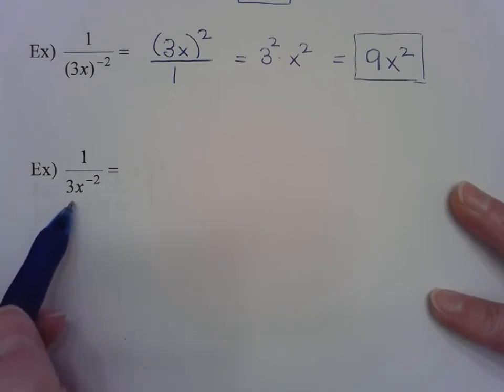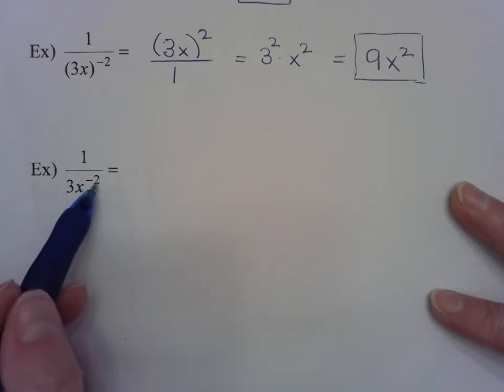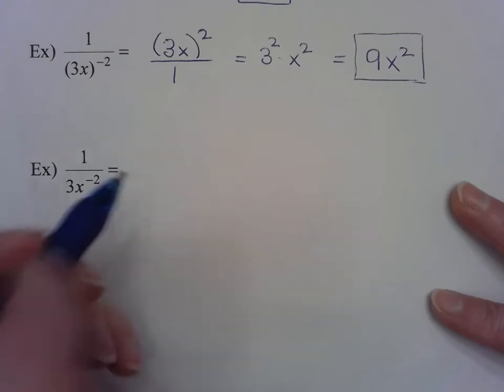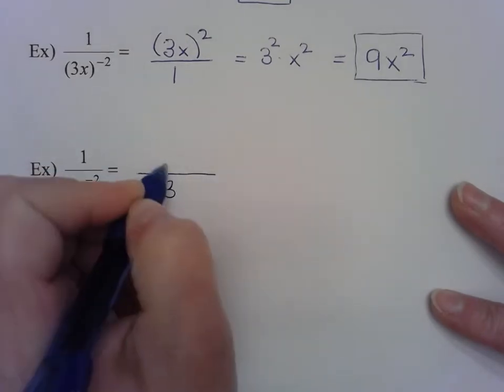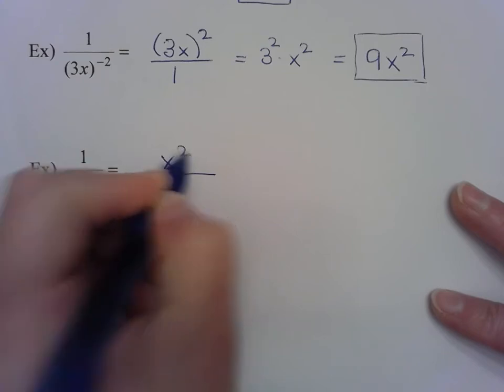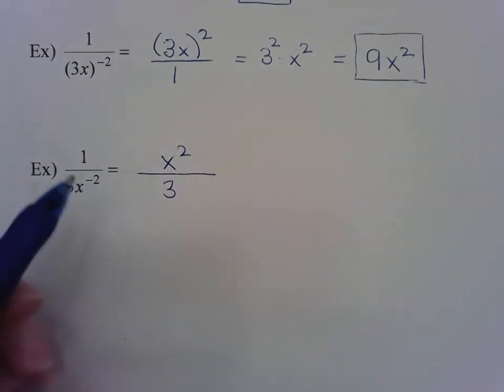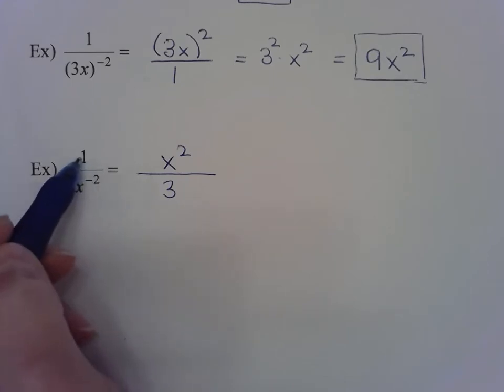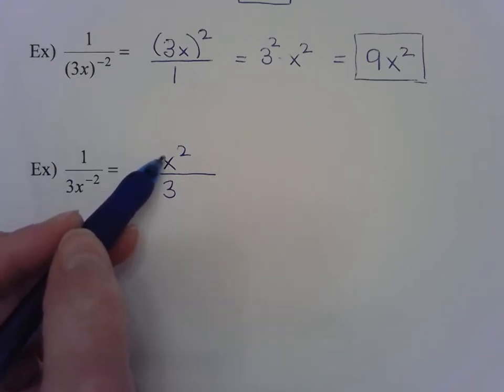Okay, what will move in this example? Since we do not have parentheses, only the x will move. The 3 will stay. The x would move to the top. Technically, when I move this x to the top, it's multiplied by this 1. So if this were any other number, like a 4, let's say, then I would keep the 4 up there, and it would be 4x squared.